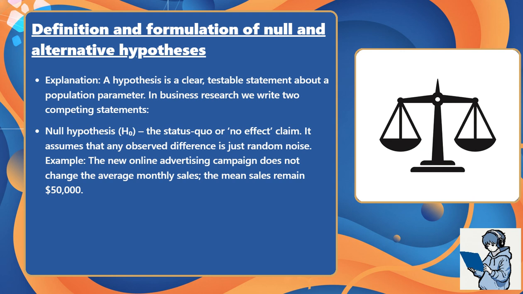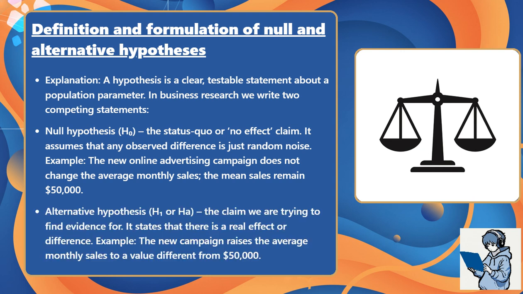Example: the new online advertising campaign does not change the average monthly sales. The mean sales remain $50,000. Alternative hypothesis H1 or HA: the claim we are trying to find evidence for. It states that there is a real effect or difference. Example: the new campaign raises the average monthly sales to a value different from $50,000.